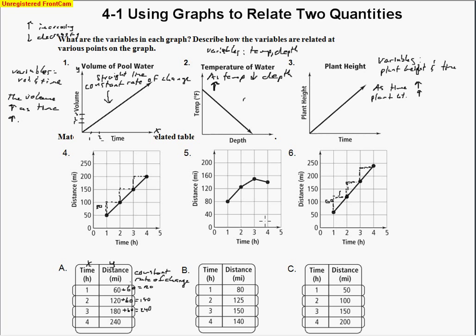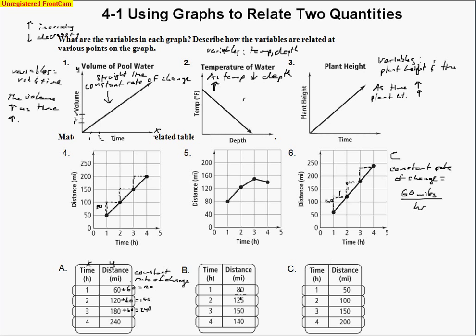So I would say that graph 6 here and C go along with each other. And this has a constant rate of change that is going to end up equaling 60 miles per hour, is what we end up seeing there.